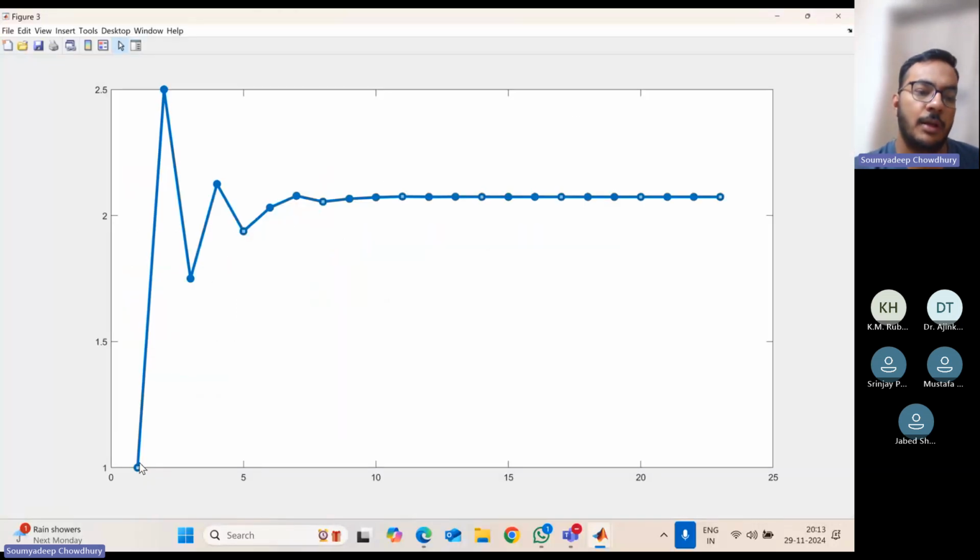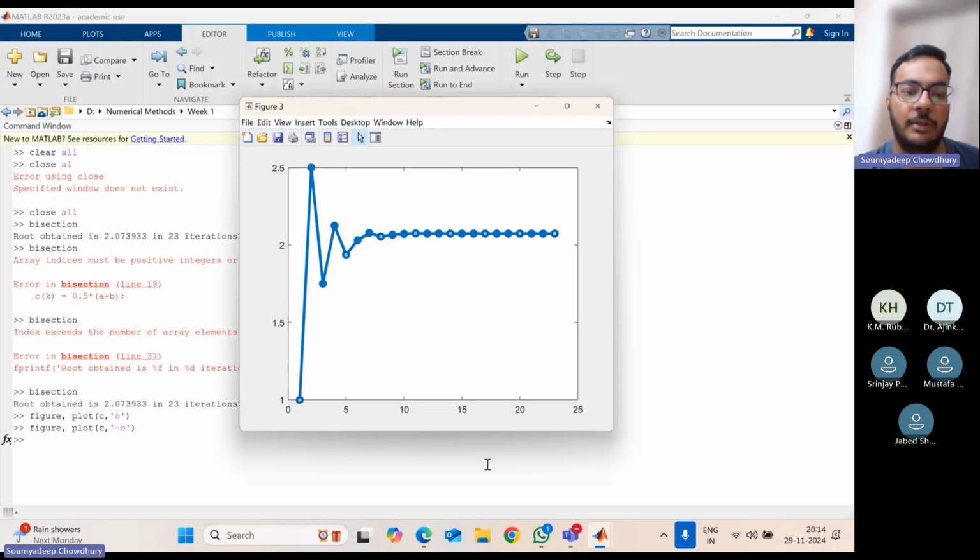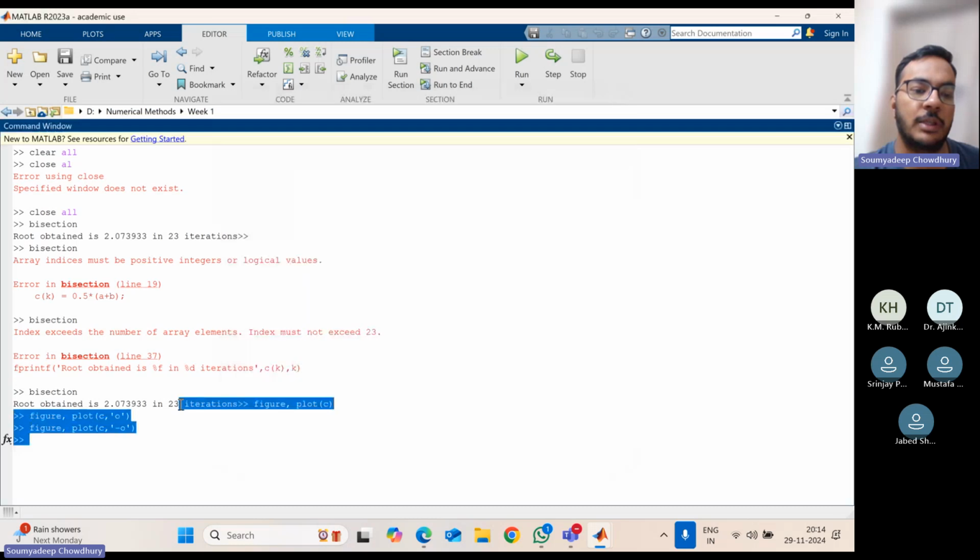First it was 1, as I had mentioned. Then it moved to 2.5. Then there were many oscillations, and finally you can see it has settled to around 2.07 using the bisection method. So the number of iterations required was around 23. So that is the takeaway.